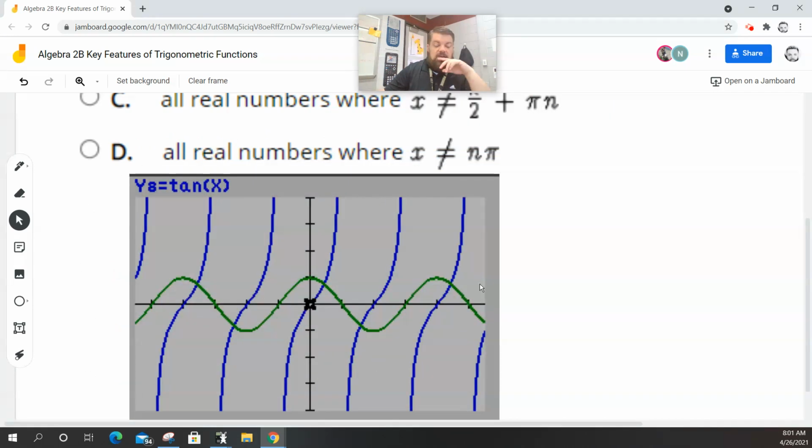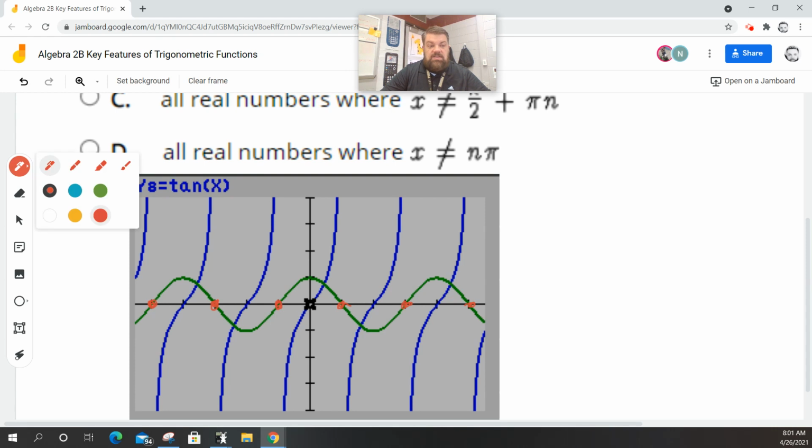So where is cosine equal to 0? Well, it's equal to 0 right here. It's equal to 0 right here. The green one is cosine. So at the x-intercept, cosine is equal to 0. So let's say cosine of x cannot equal 0.